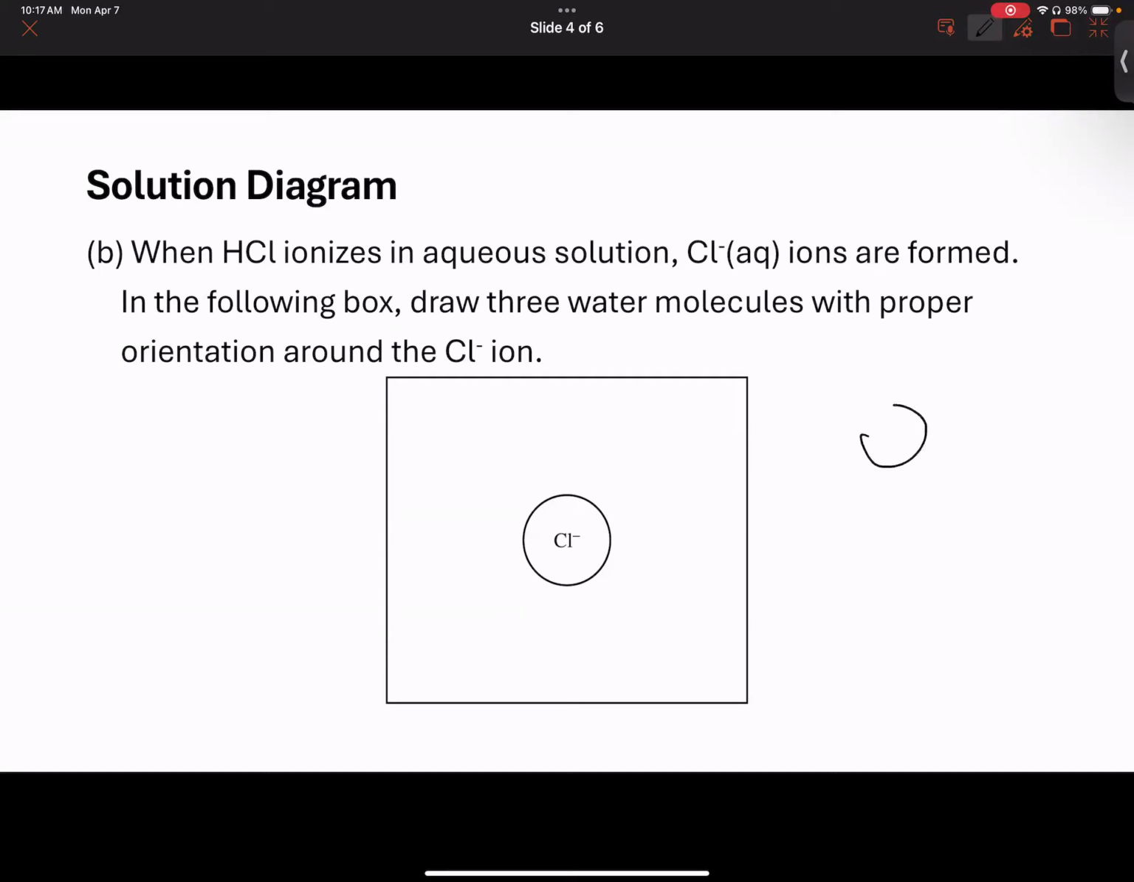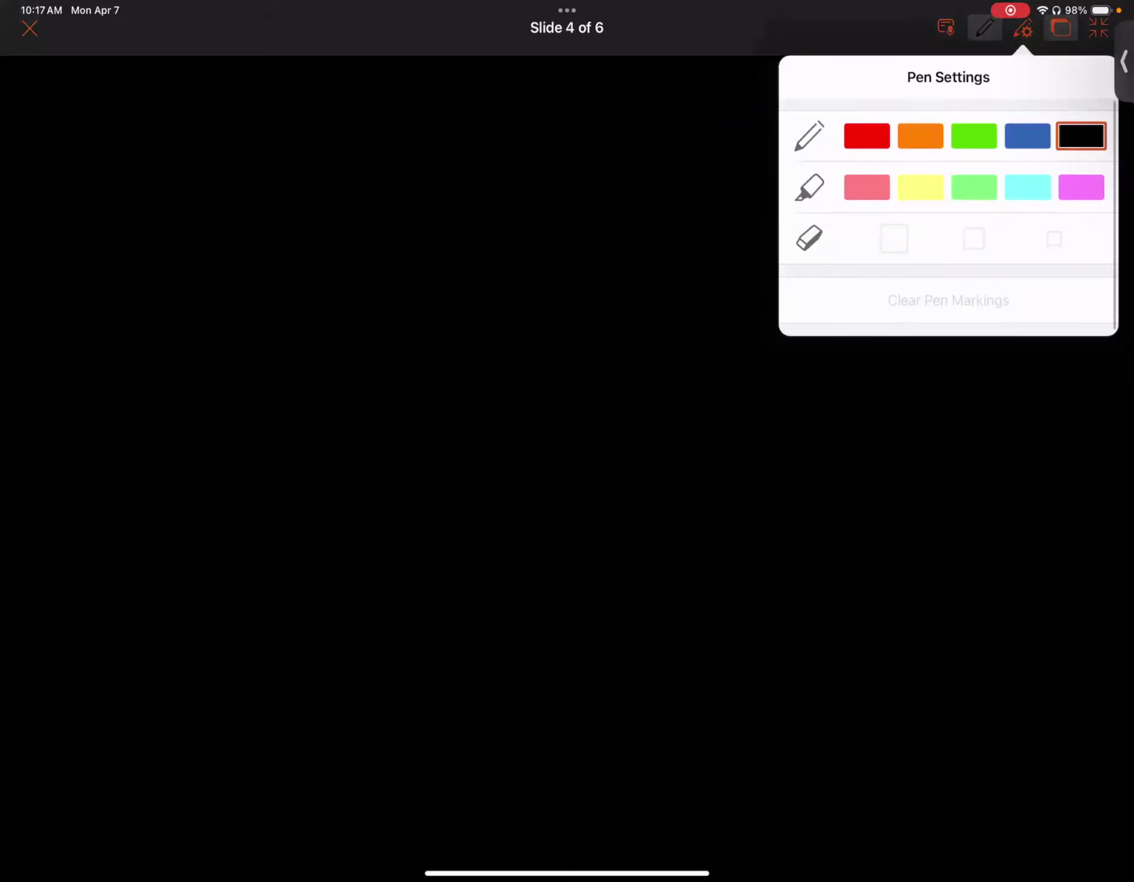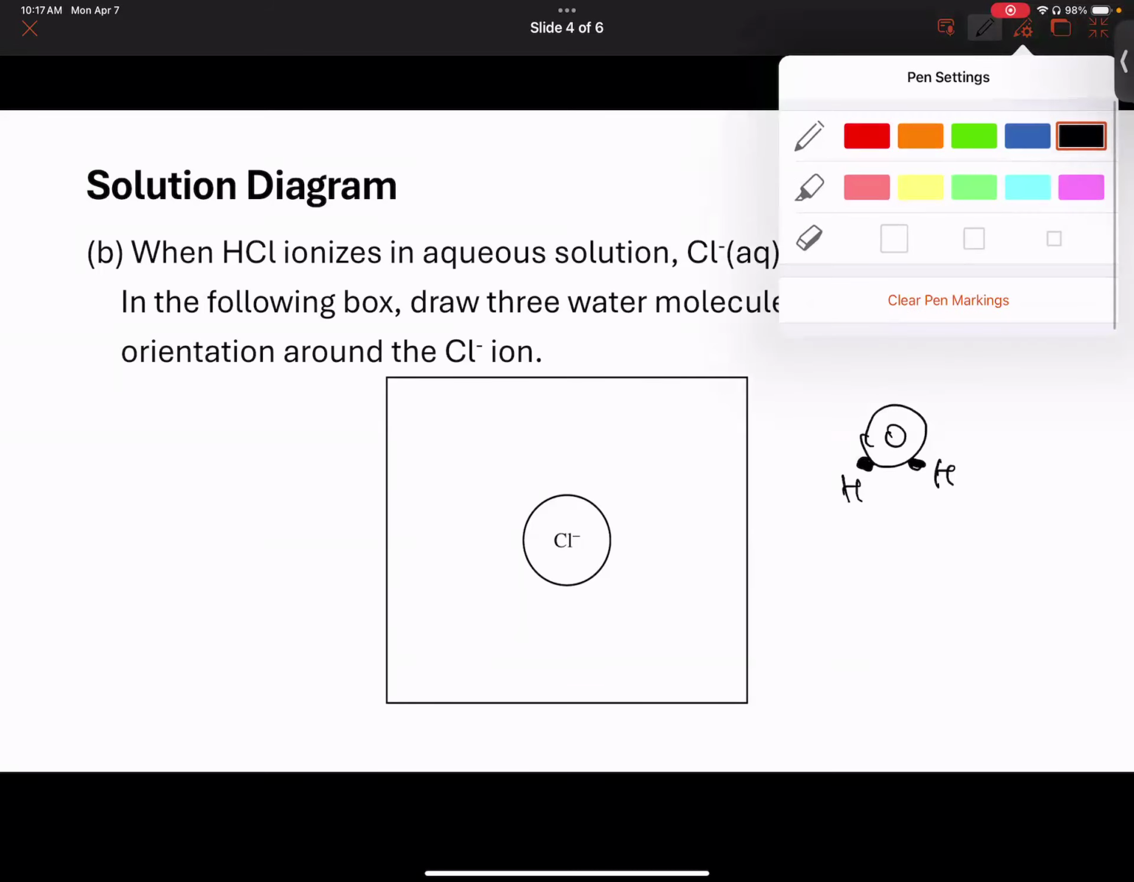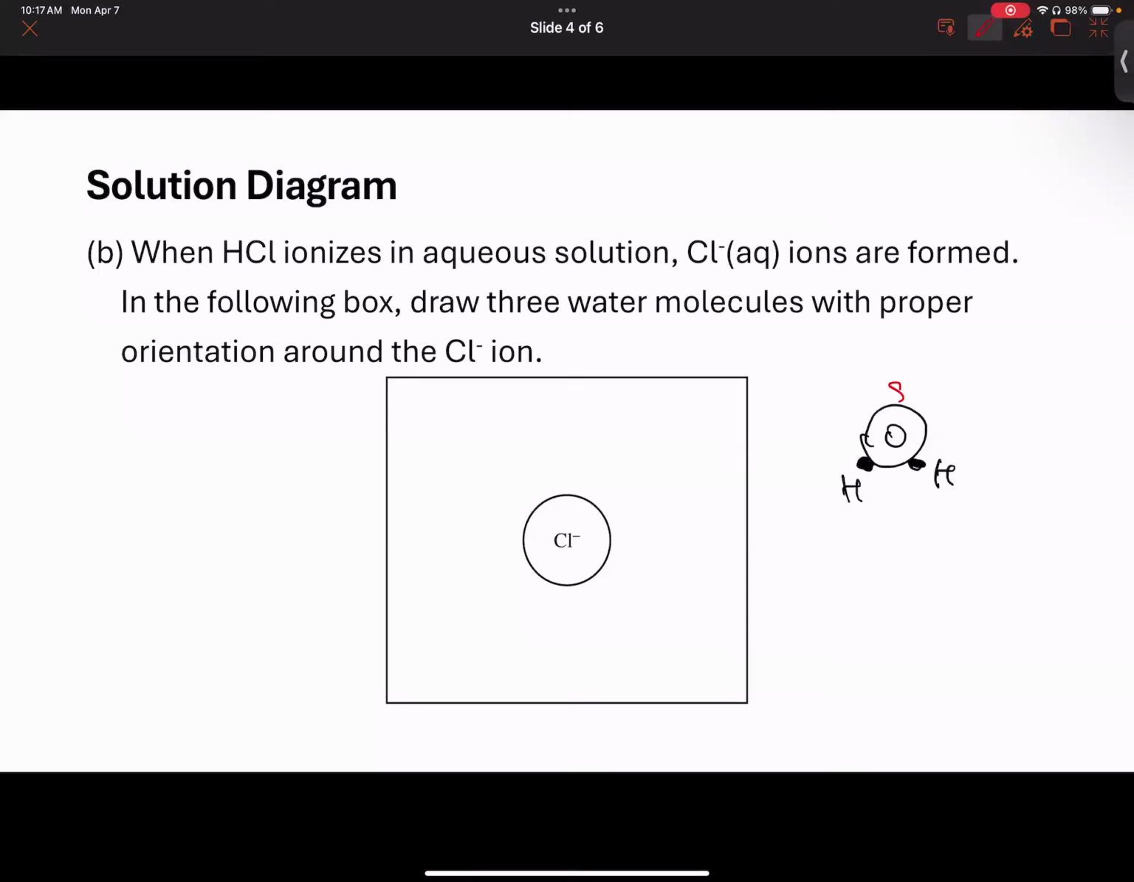So here, water is formed of oxygen and hydrogen right there. So water is H2O. Remember, oxygen is much more electronegative than its hydrogen. So oxygen has a strong partial negative charge, and hydrogen has a partial positive charge.